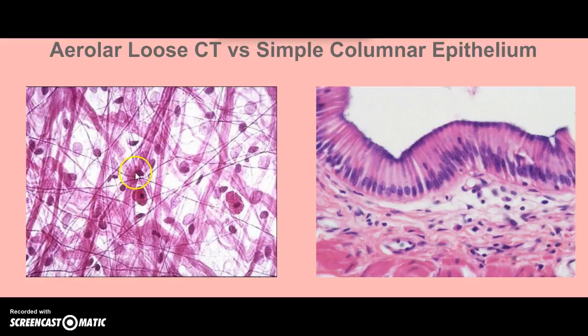Connective tissue, their functions include transporting blood, they protect organs, and it also joins together other tissues. An example of these would be like ligaments or tendons.